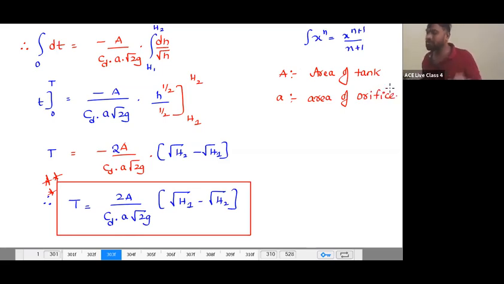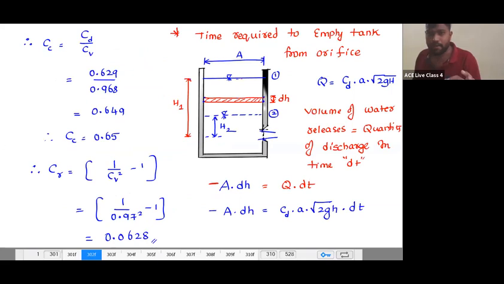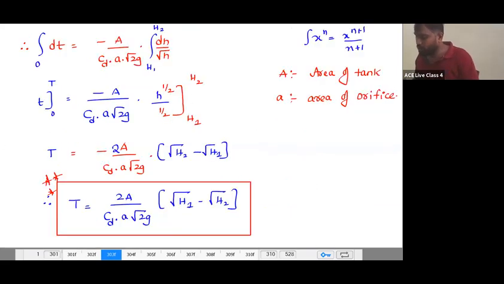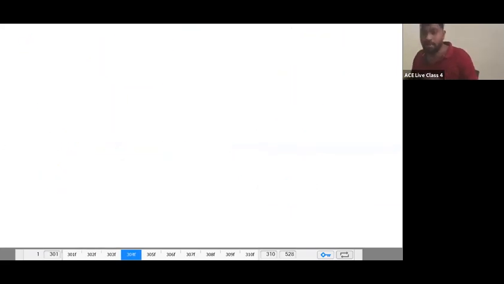If you have understood this, then the small difference that I am going to create here is in this pipe, I am going to provide a tube, and that tube is known as a mouthpiece. I hope you understood how I have been going through this: what is the time required to empty the tank from an orifice? So if you know that, then let's see what is a mouthpiece.